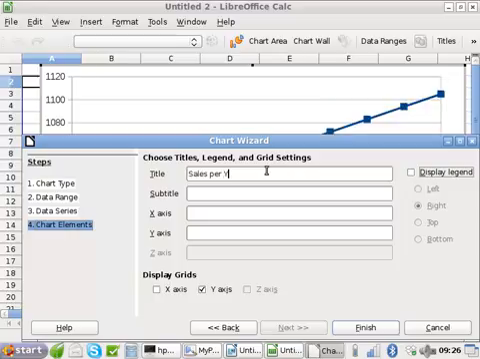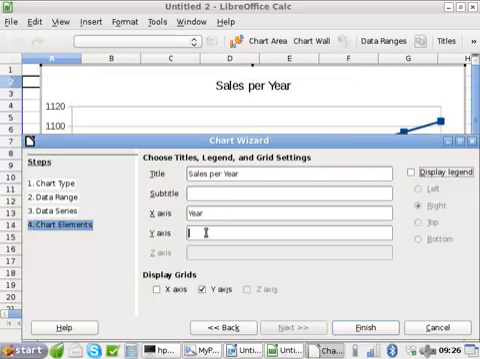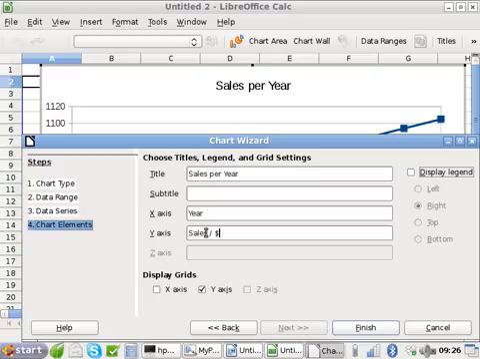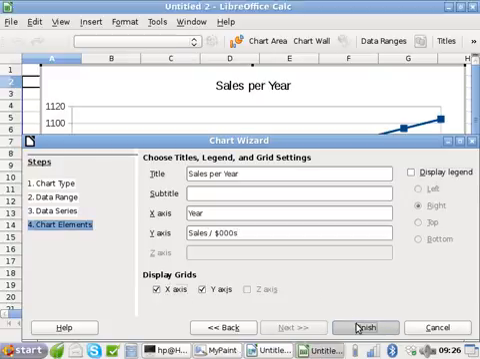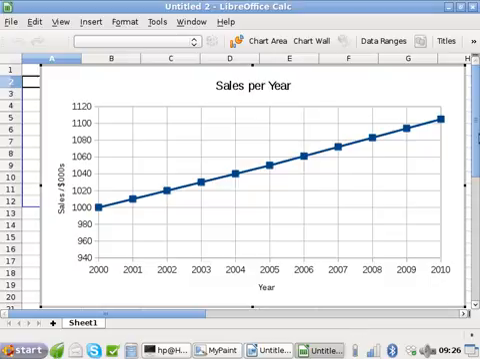Sales per year. Year, and then sales in thousands. That's what you get. So this one nicely goes in a straight line. So if you were a business, you'd say, oh okay, so next year you could probably have a guess at what's going to be the sales for next year. In real life, it never looks like this.